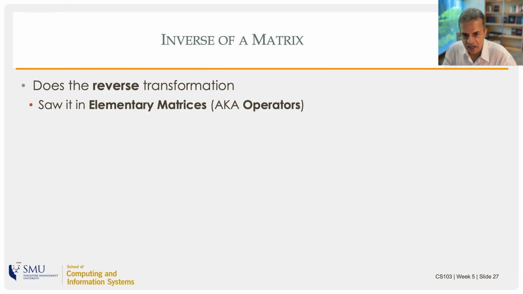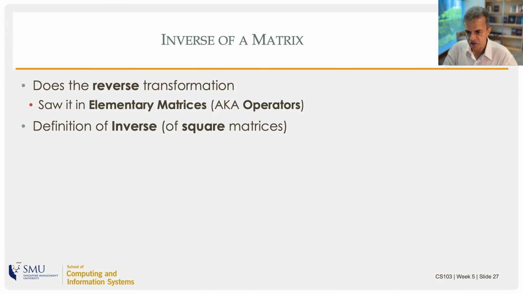We saw this idea in the elementary matrices or elementary operators. The inverse of an elementary operator was the one that did the opposite of what the elementary matrix did to the matrix that it was working on. We are kind of limiting ourselves to square matrices as of now. So the definition is this. If you apply a matrix on something and then apply its inverse, they kind of nullify each other. It's as though you did nothing, which means it's as though you multiplied the original thing by I.